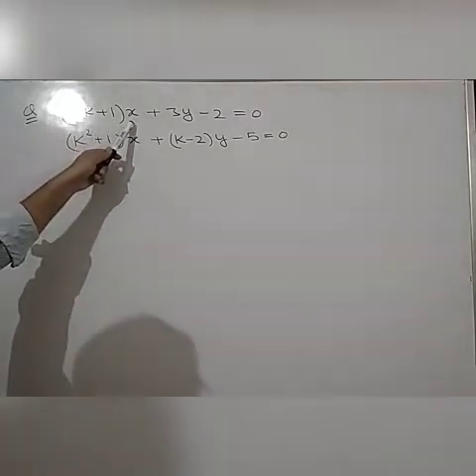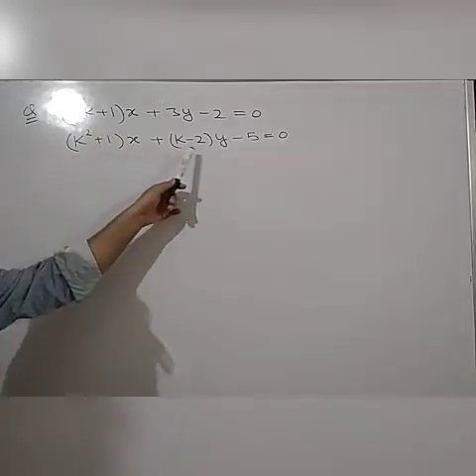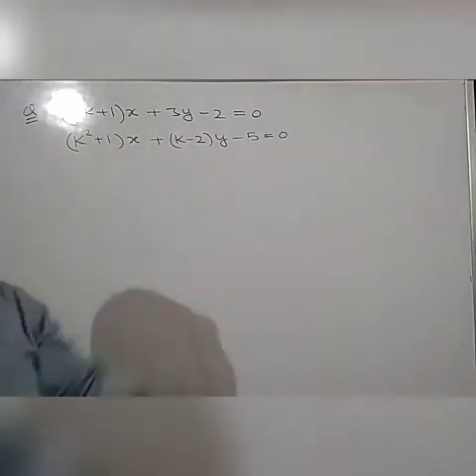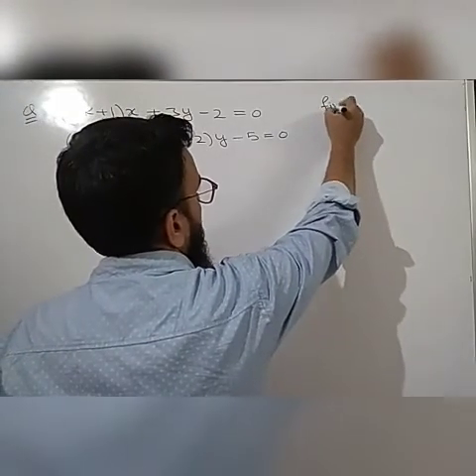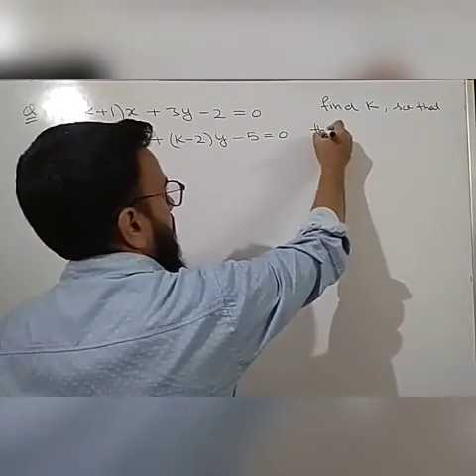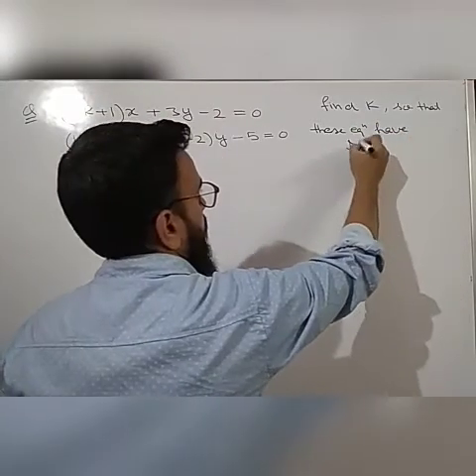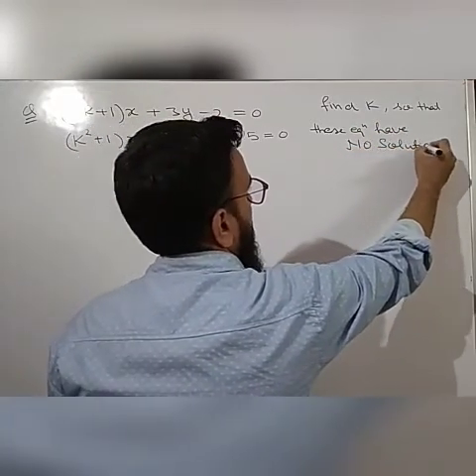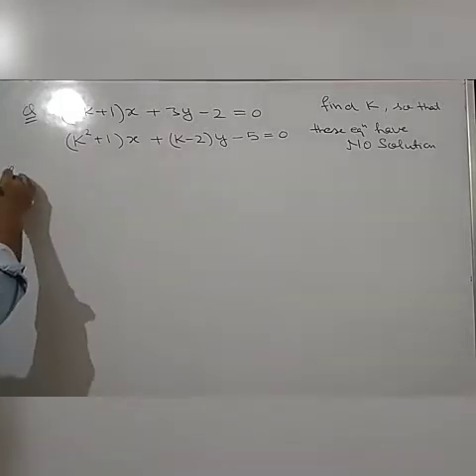(3k plus 1) into x plus 3y minus 2 equal to 0. (k square plus 1) into x plus (k minus 2) into y minus 5 equal to 0. Now we have to find the value of k so that the equations have no solution. Find k so that these equations have no solution. Now the condition is given that the equations have no solution. Okay, so again start from the same point.